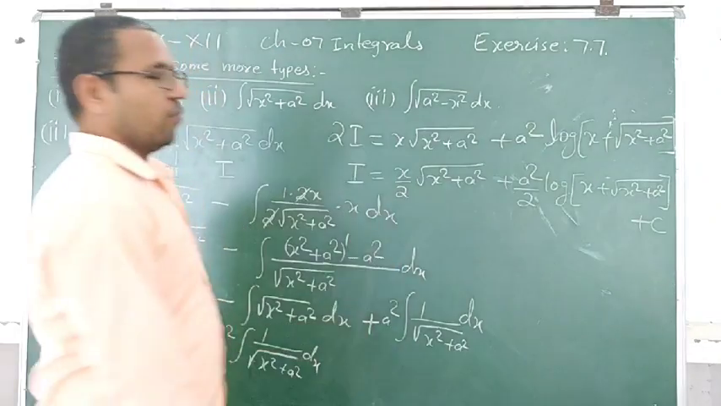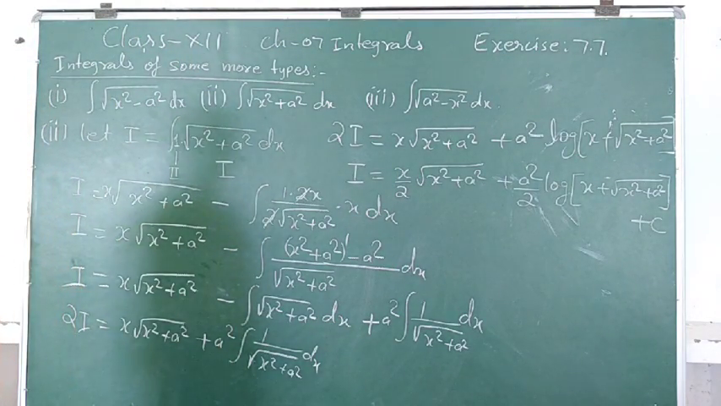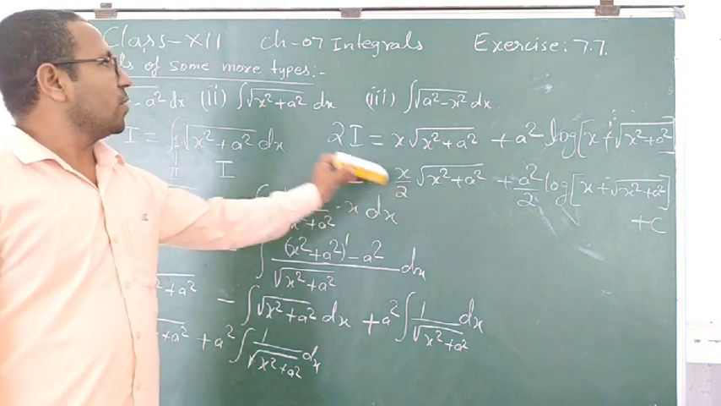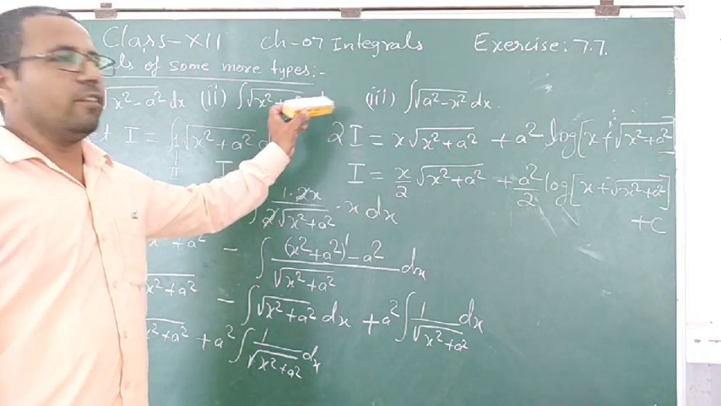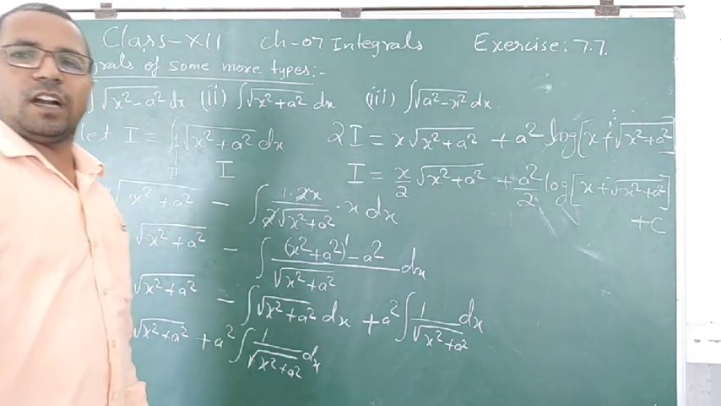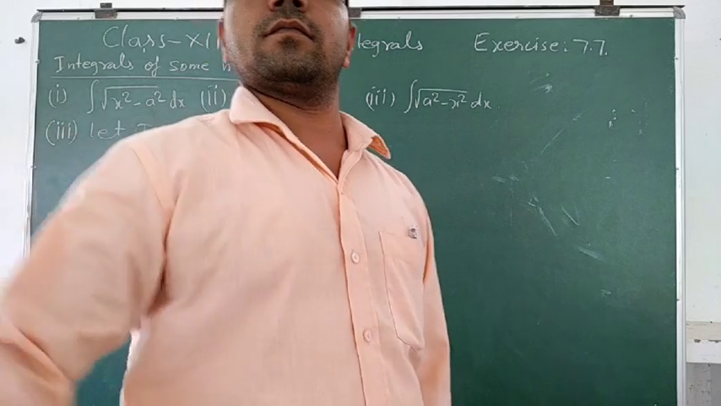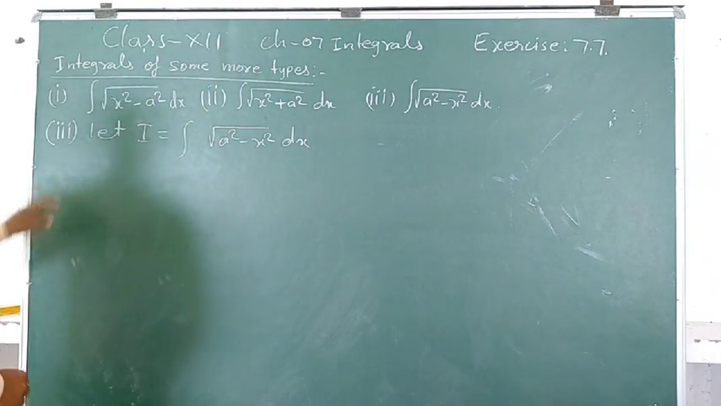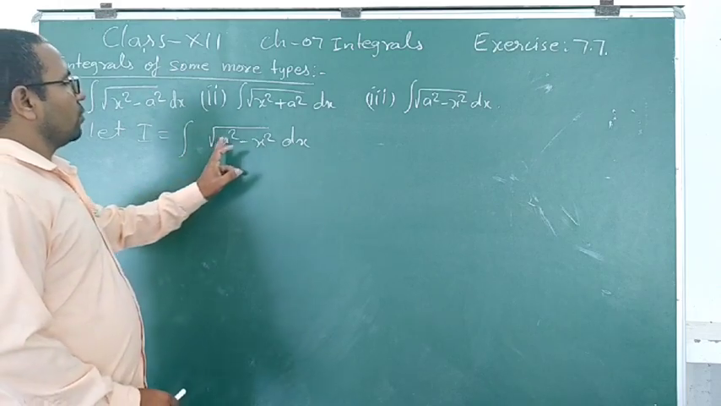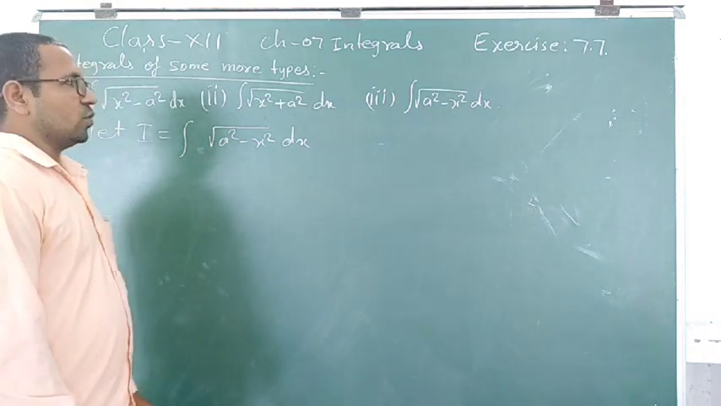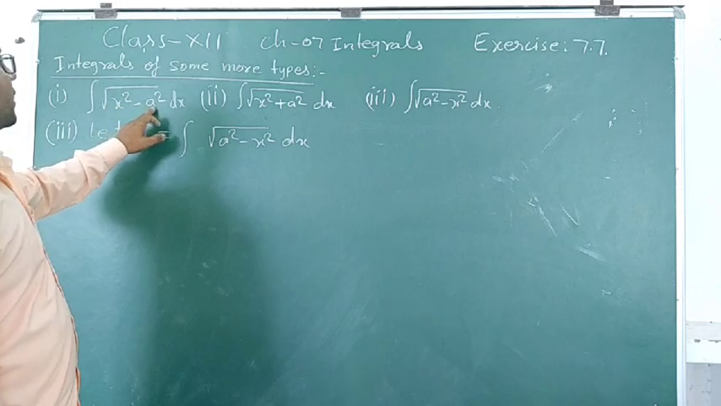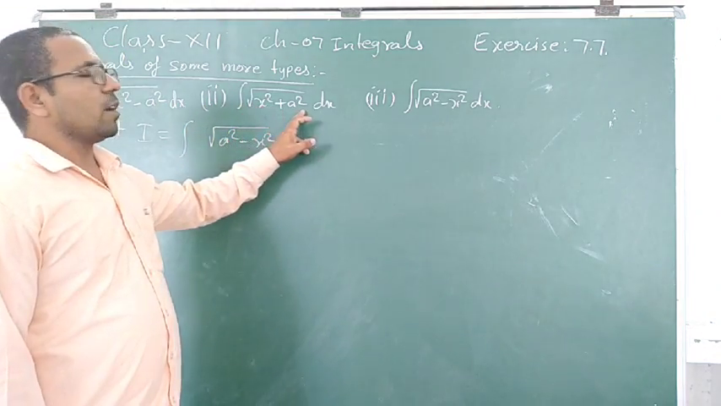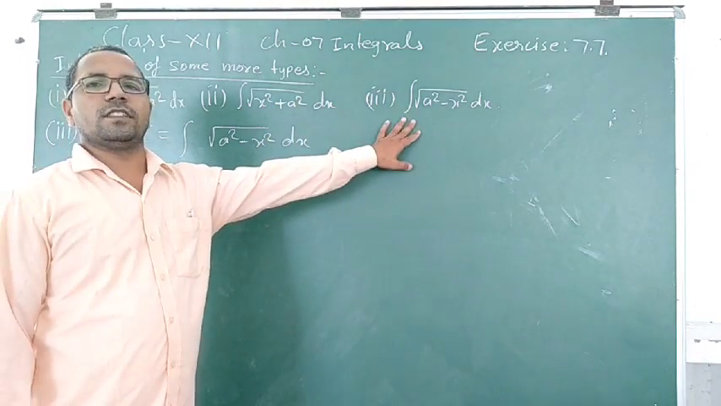So now students, we have got this much. This is the formula for the second part. And now we will discuss the formula of the third one. Let's see the third one, I is equal to the integral of root a square minus x square. Till now we have seen root a square minus x square dx, and the second one, root x square plus a square. So now we will check the third one.